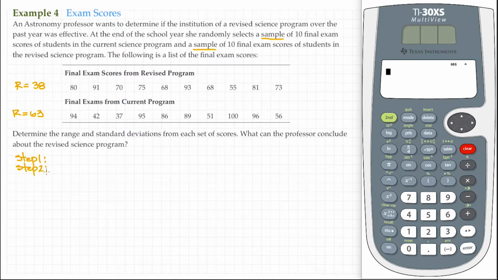The second step is we are going to find the mean for each one of these. We know how to determine a mean: add them all up and divide by how many there are. The mean for this particular program, the revised program, since it's a sample, we label it as x bar, and the mean is 75.4.